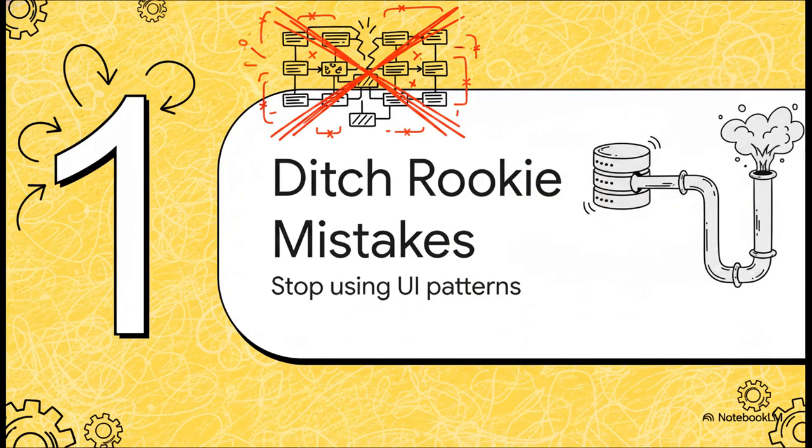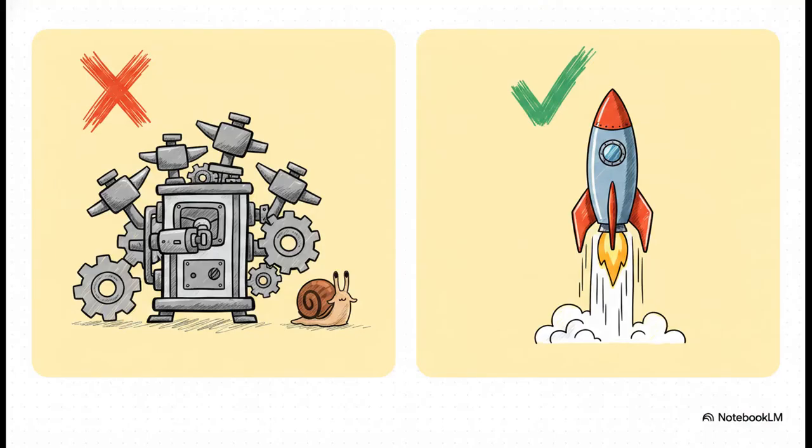All right, Section 1, ditching the rookie mistakes. We've all been there when we first start out, but we really need to stop treating web service endpoints like user interface screens. Look, the absolute most fundamental architectural flaw I see all the time is exposing standard user interface pages as endpoints. Standard UI pages are just incredibly heavy.